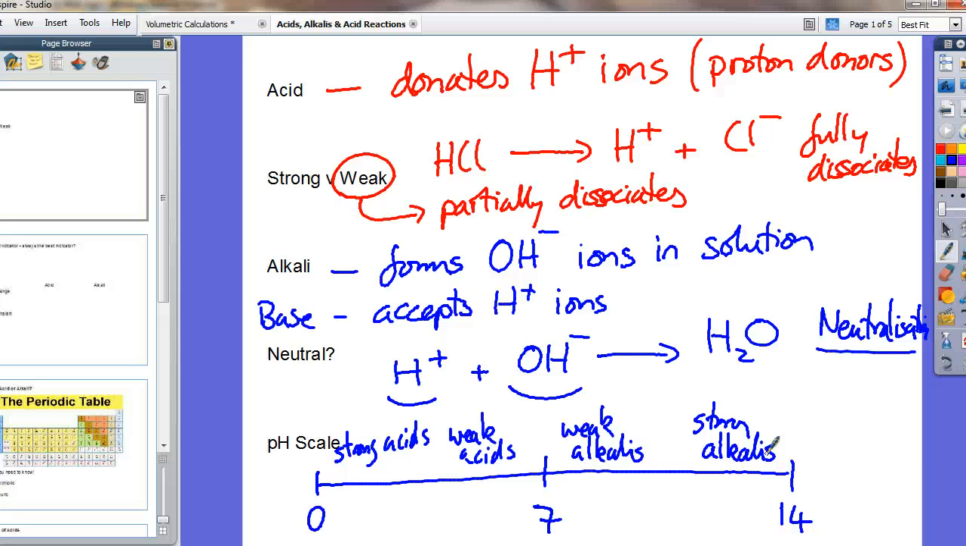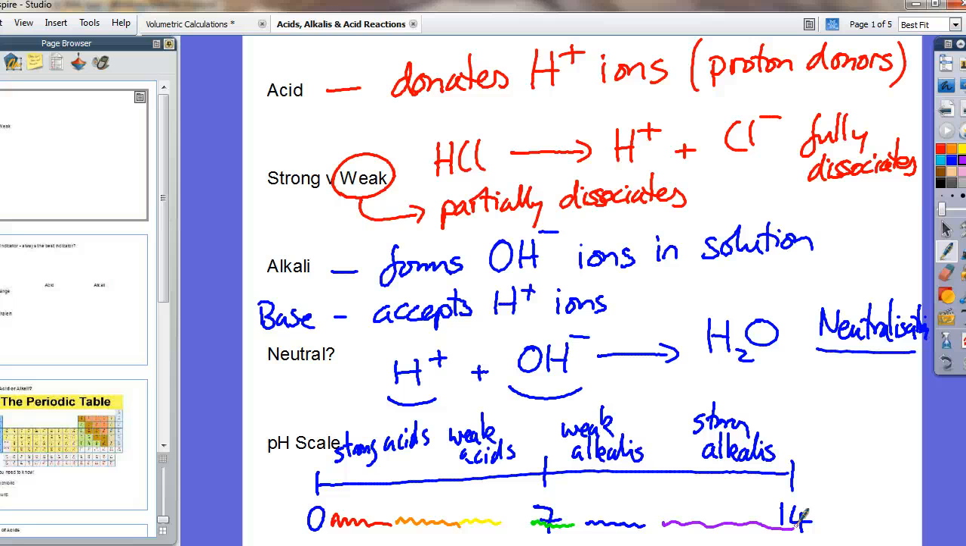And we can use universal indicator to test if a substance is a strong acid, a weak acid, a weak alkali, a strong alkali, or neutral. And you should know the colours. So a strong acid is red, and changes into orange, into yellow. If it's neutral, it's going to be green. That then turns blue for weak alkalis, and then you get a nice purple colour for strong alkalis.